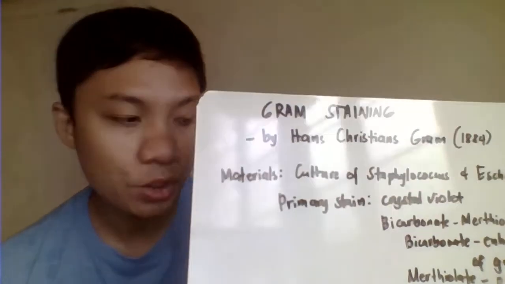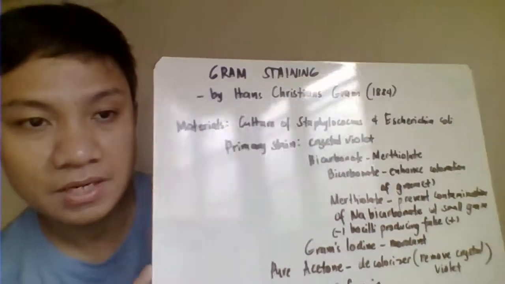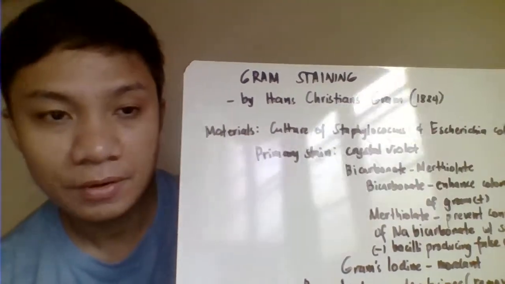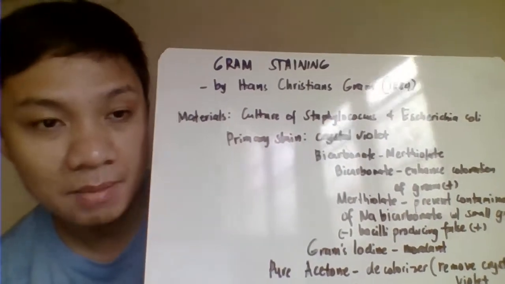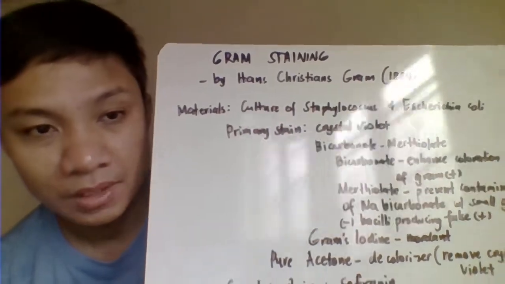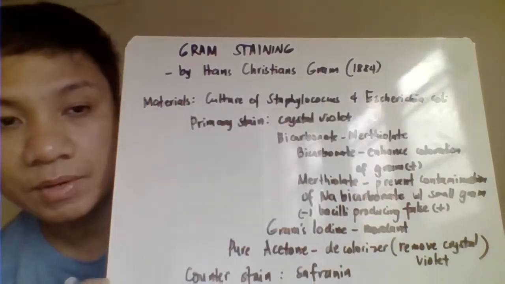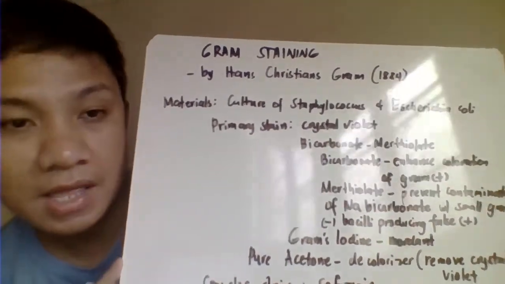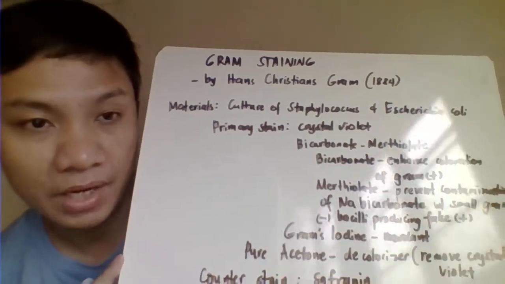Okay, so we're going to discuss today the gram staining reaction. Gram staining was introduced by Hans Christian Gram in 1884. This is a type of staining reaction that would eventually help us differentiate our bacteria into gram-positive and gram-negative organisms.